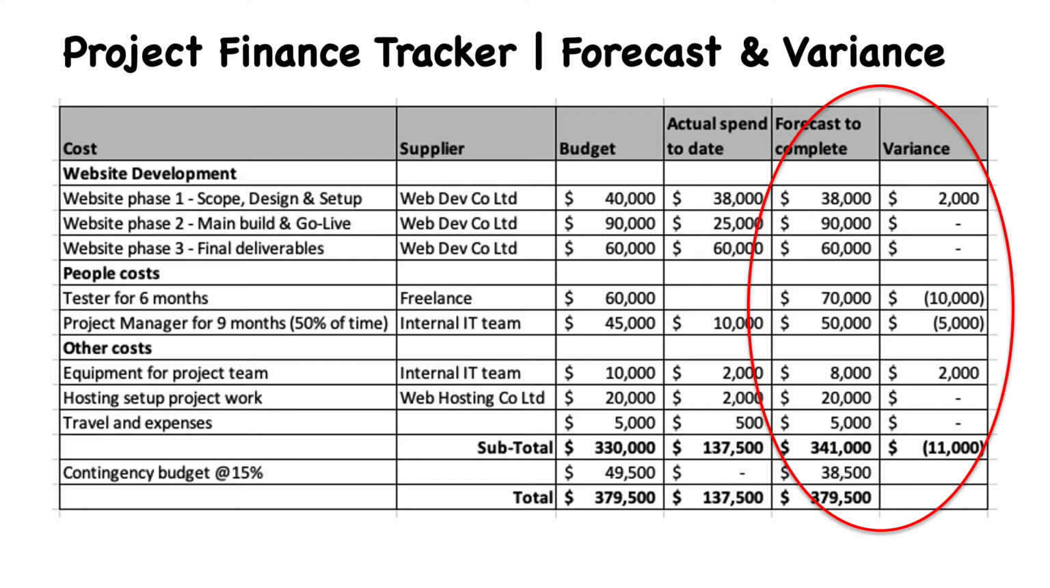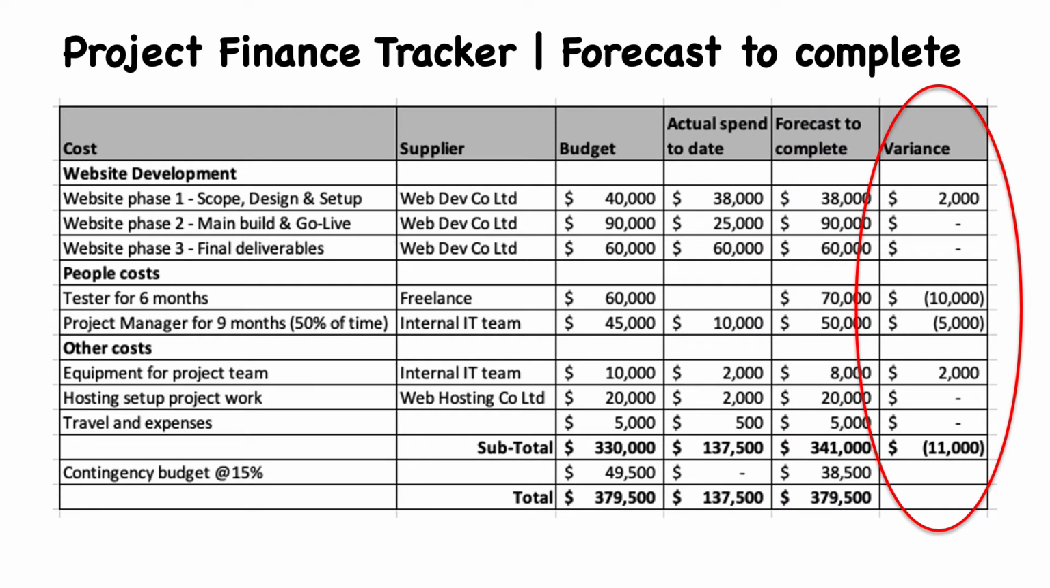So this is the rest of it, you're just going down the list here. We're forecasting what we're going to probably spend on the equipment for the project team. Again, that one's going to come under, we think, by 8,000. We think we're going to spend the full amount for the hosting. Travel expenses, looks like we're going to spend all of the 5,000, or at least we're keeping that in the budget for the moment. We're not forecasting that we're going to underspend that.